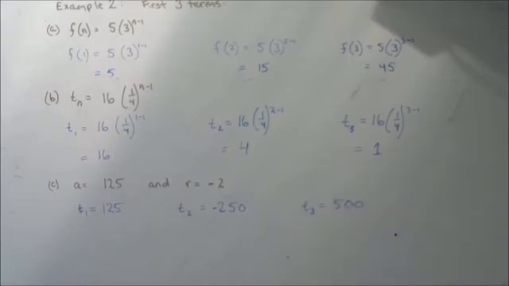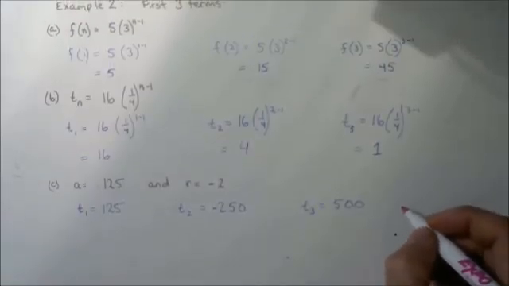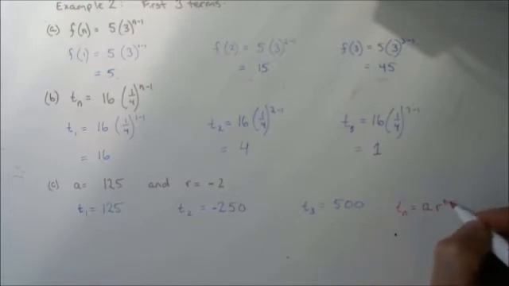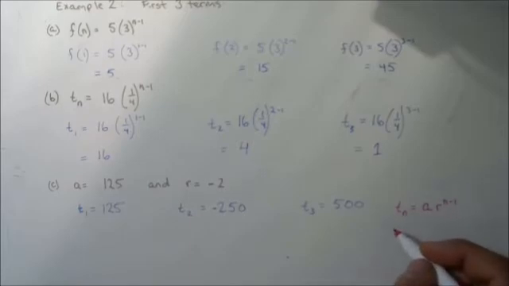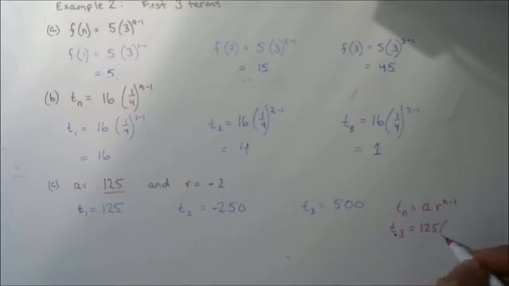Now, I didn't use the explicit formula to do that. I kind of dealt with it as a recursion formula, but it's all good. Just so I don't leave you in the dark, I could have used the general formula here, a r to the n minus 1, in which case for the third term, I'd have a was given, 125, times r, which was given, -2, to the power of n minus 1. And then followed that down, and you guessed it, I'd get 500.